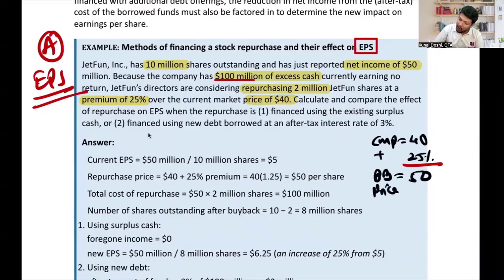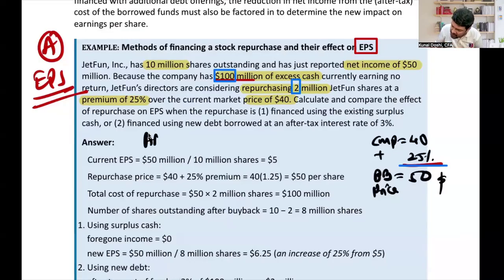So how many shares can it take? It has 500 million, right? And each share it wants to take at 50. So basically, how many shares will they be taking up? They can take up 2 million shares, isn't it? 2 million shares they can repurchase because they have a cash pile of 100 million and they are willing to take it at $50 per share. Correct? Yes. So basically, 2 million shares can be repurchased.